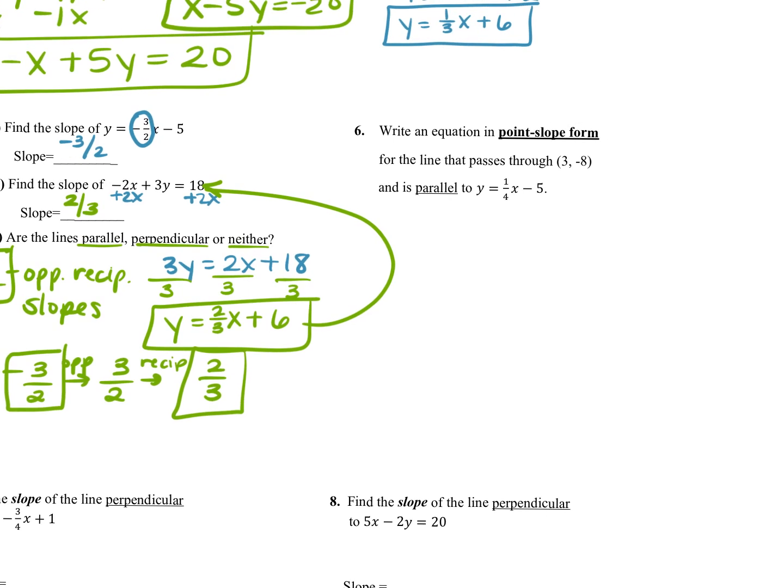Okay. Number 6, write the equation in point slope form for the line that goes through this point and is parallel to this line. So if we're in point slope form, we need what two things? Your point and your slope, right? So the point is here, x1, y1, that's your point. What is the slope if we're going to be parallel to this line?